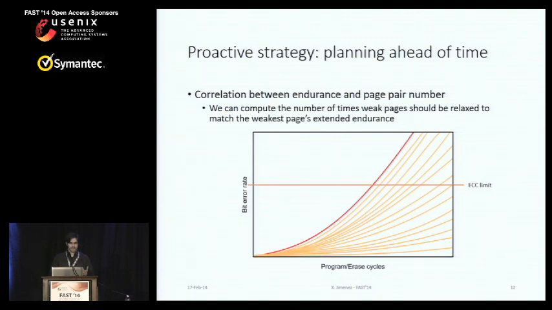So based on this data that we have in advance, we can plan how frequently each page should be relieved to extend the endurance of the block. For example, if we identified the weakest page in advance and evaluate how far we could extend its endurance, we could align all the pages that remain here on the figure on the left so that they match this endurance here. And we have an efficient block endurance extension here.